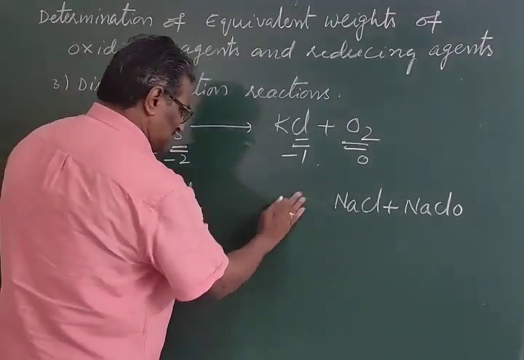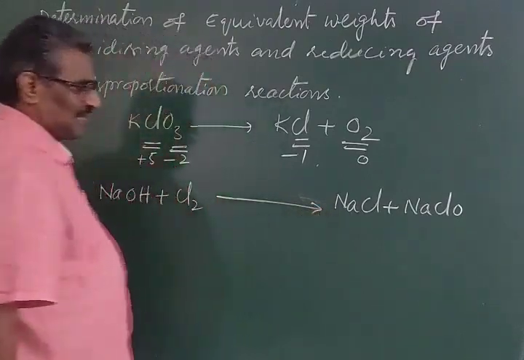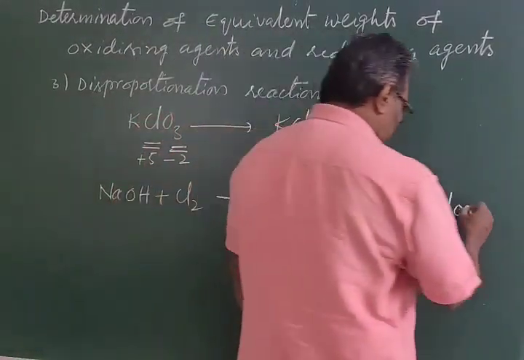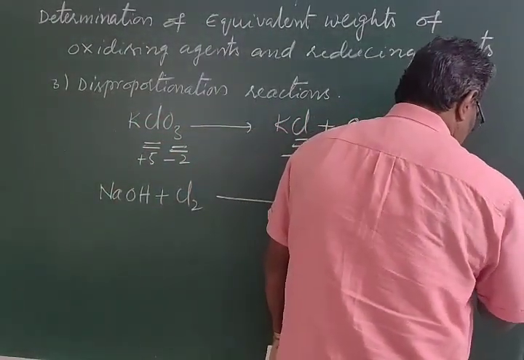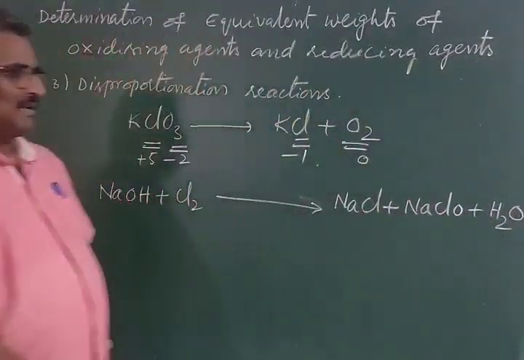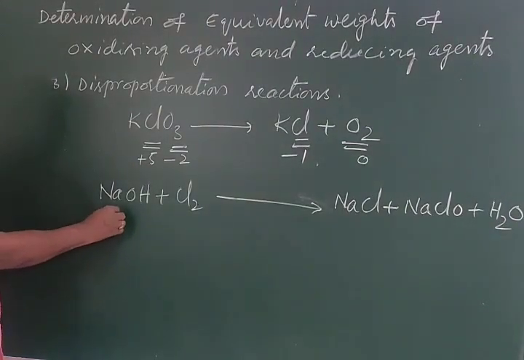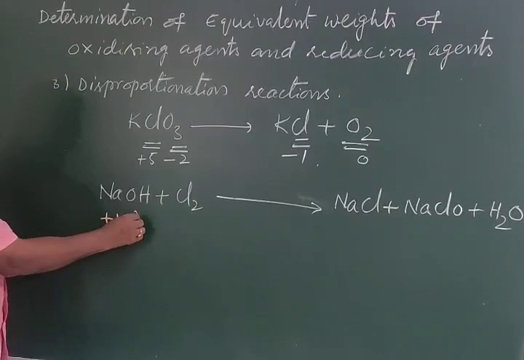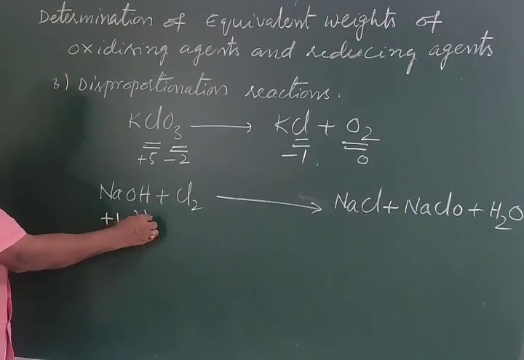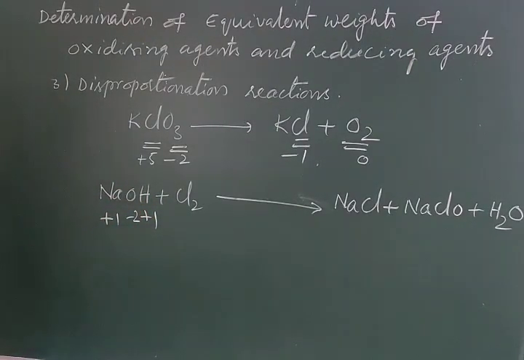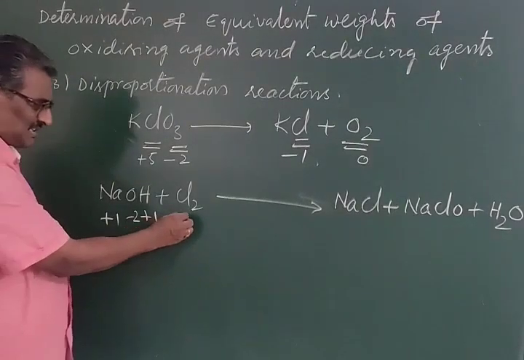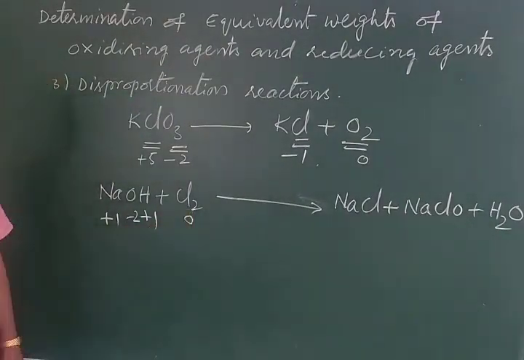NH4OH plus Cl2 gives rise to NaCl plus NaOCl or NaClO plus H2O. Water is formed in this reaction. Here, the oxidation state of sodium is +1, oxygen is -2, and hydrogen is +1. The oxidation state of chlorine is 0, as chlorine is in the elemental state.